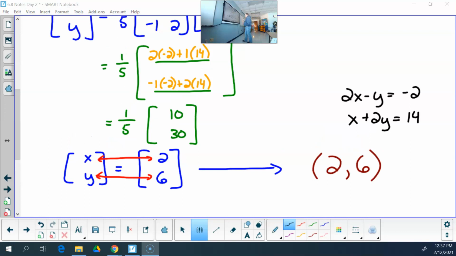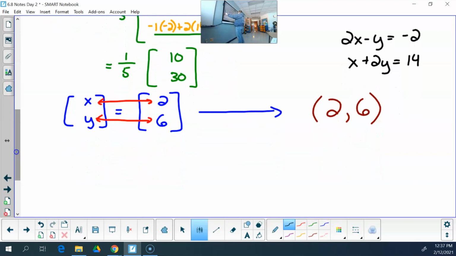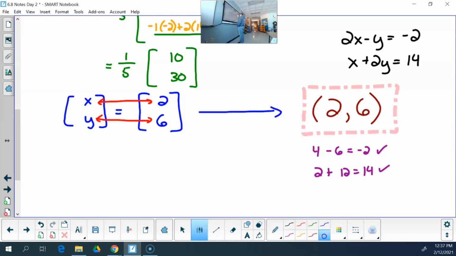So there's my equations. I just rewrote them. That's all I was doing there in that brief little pause. So now let's check it. Checking it in the first equation, 2 times 2 is 4, minus 6 is negative 2. That's equal to negative 2. Checks out. Then 2 plus 2 times 6 is 12, that's 14. That checks out in the second equation. So shabam, we are done.